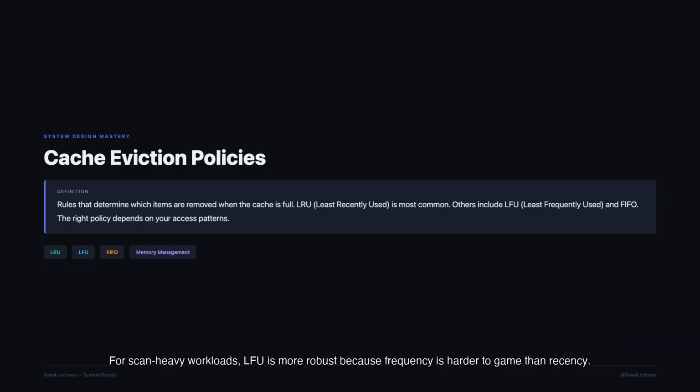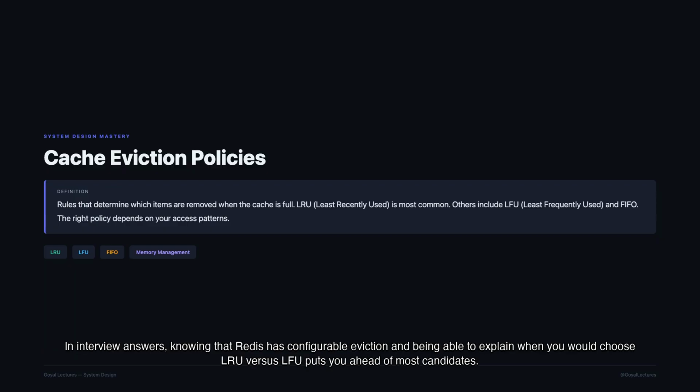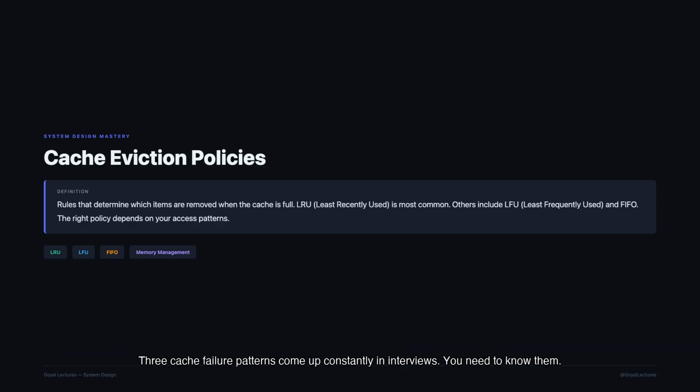Redis supports multiple eviction policies: all keys LRU, volatile LRU, all keys LFU, volatile LFU, all keys random, and no eviction. In interview answers, knowing that Redis has configurable eviction and being able to explain when you would choose LRU versus LFU puts you ahead of most candidates. Three cache failure patterns come up constantly in interviews. You need to know them. The mitigations for each of these are as important as the definitions.